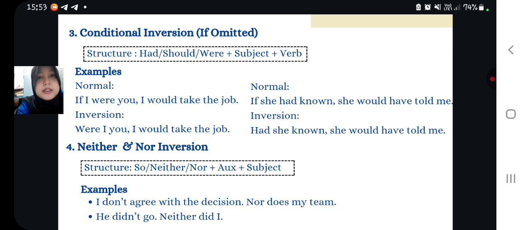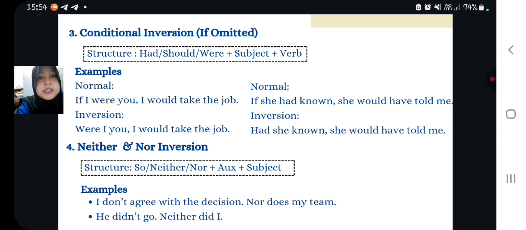For example, in the normal form: if I were you, I would take the job. The inversion: were, the auxiliary, becomes first, and then: were I you, I would take the job. And the other normal form: if she had known, she would have told me. And the inversion: the auxiliary had becomes first: had she known, she would have told me.